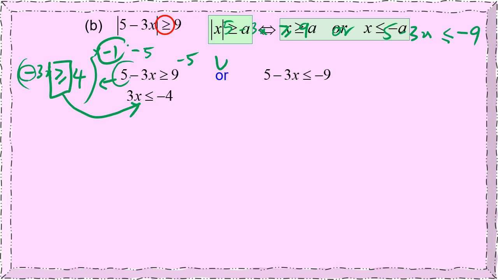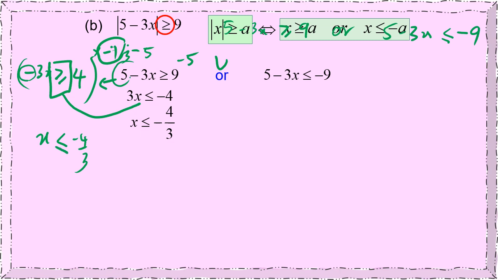Or you can directly multiply with negative 1 over 3, so we divide by negative 3. So we get x is more than negative 4 over 3. Less than, sorry, it should be less than. Confusing, right? Okay, let me erase that.